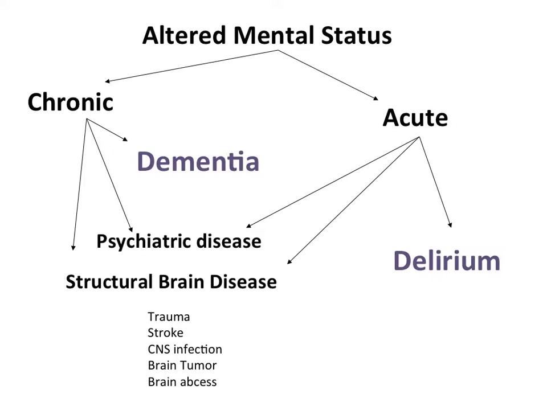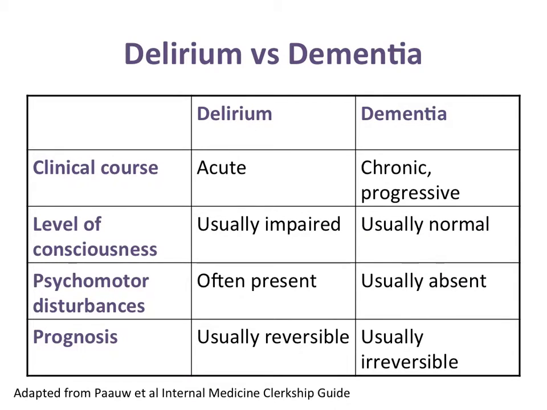Here's how I think about altered mental status in an older patient. First, you want to determine whether it is chronic or acute by taking a history, often including collateral information from family members or other caregivers. Most chronic altered mental status in the elderly is from some form of dementia. On the other hand, most acute altered mental status in the elderly is due to delirium. Delirium is more common in patients with dementia, but they are separate entities.